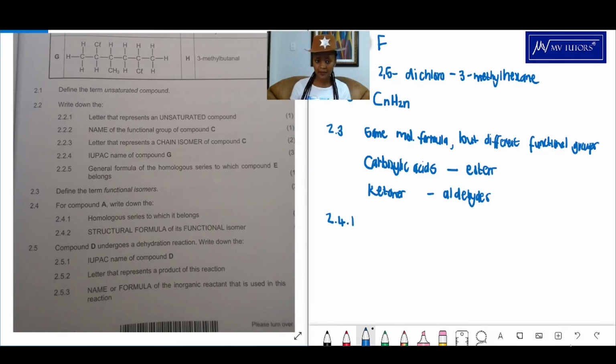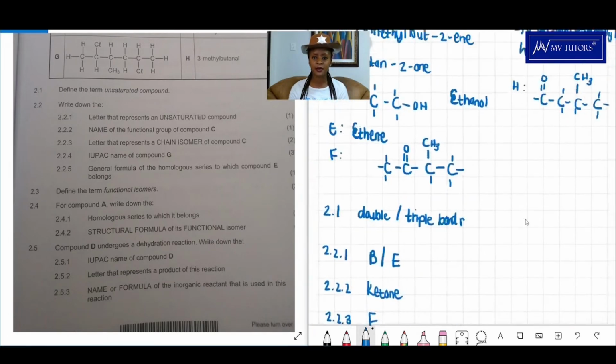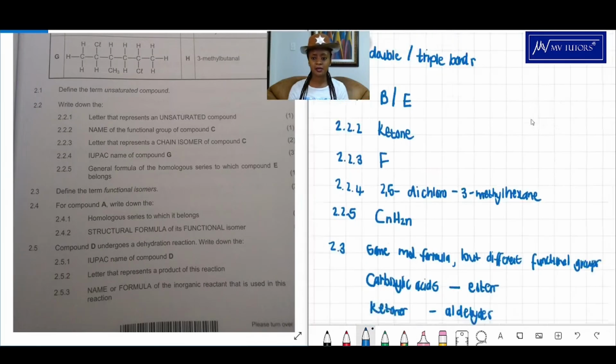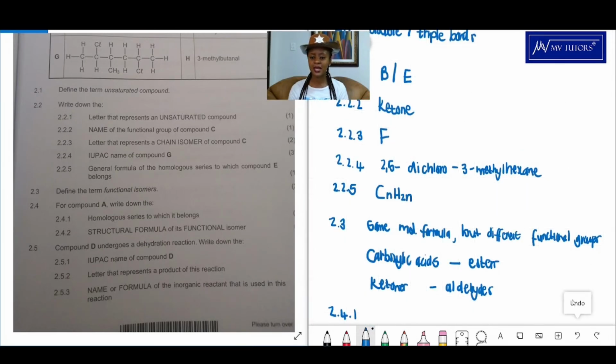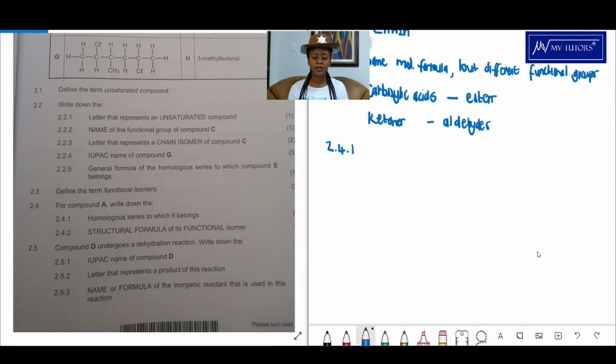For compound A, write down the homologous series to which it belongs. So 2.4.1, homologous series. For compound A, what did we say? A is ethanoic acid. So ethanoic acid belongs to the carboxylic acid series. And then 2.4.2, for compound A, write down the structural formula of its functional isomer.